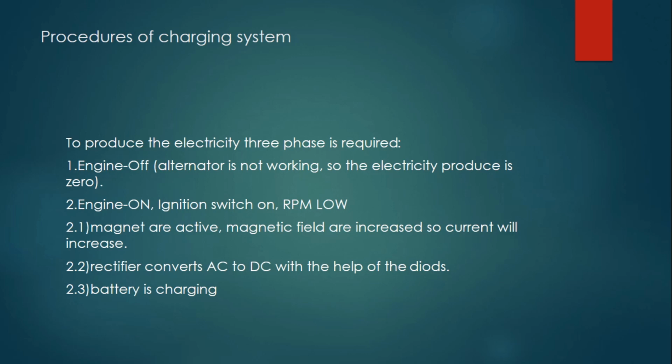The second case: engine is on, ignition switch on, RPM is low. The rotation of the alternator depends on the rotation of the engine, the RPM. So if the RPM is low, it means the electricity produced is also low, but the magnets are active and the magnetic field increases, so the current will increase. So all depends on the RPM. If the RPM is increased, for sure the magnetic field will increase and the current will increase.